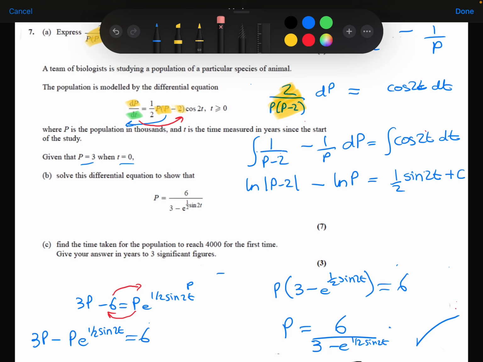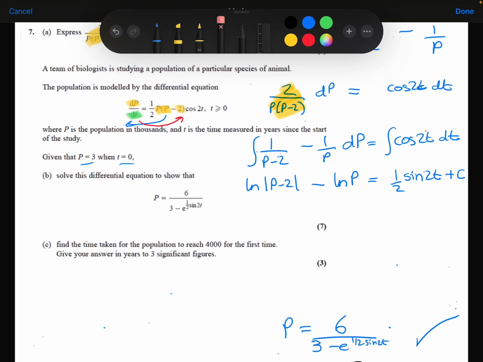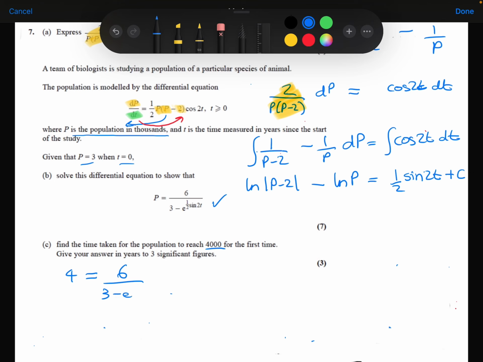Finally, part C. Find the time taken for the population to reach 4,000 for the first time. So we've got our population formula here. We've just shown that's true. If the population equals 4,000, remember that p is in thousands. So that would mean that my p has to be 4. If I say that p equals 4 in this formula, then that's saying that the population is 4,000. So this is the equation we want to solve.